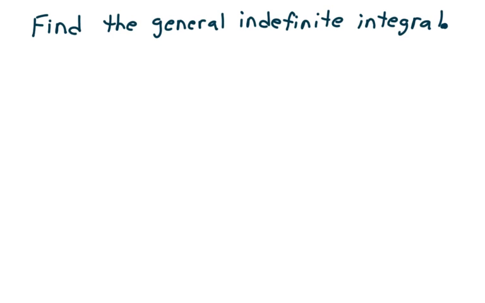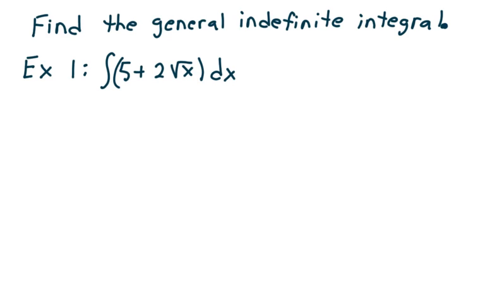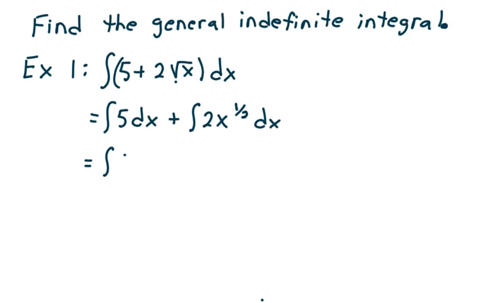So let's take a look at example 1. Suppose I give you the integral of 5 plus 2 square root of x dx. Your instructor might have you do this: break up that integral into the integral of 5 dx plus the integral of 2 times x to the 1/2 dx, instead of writing square root of x. I'm going to pull that 2 out in front. So I get the integral of 5 dx plus twice the integral of x to the 1/2 dx.